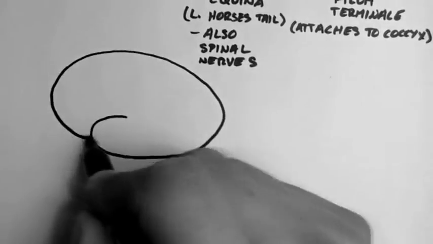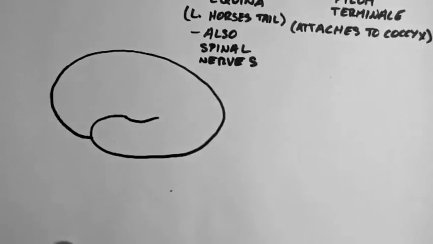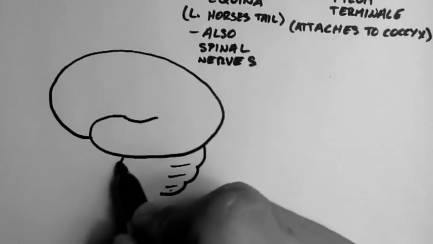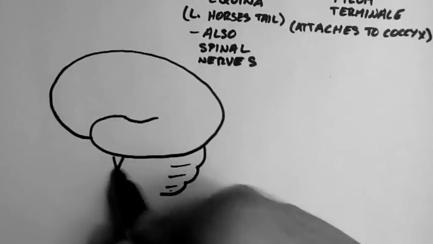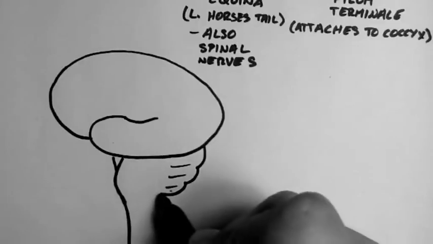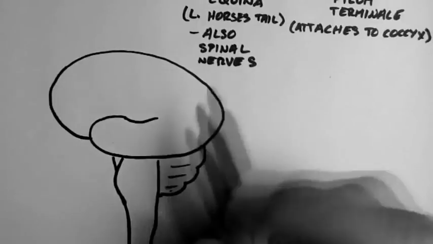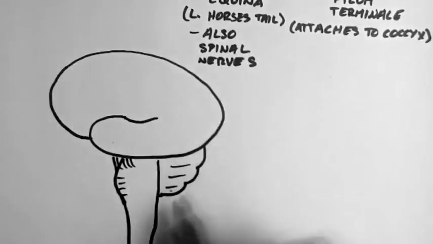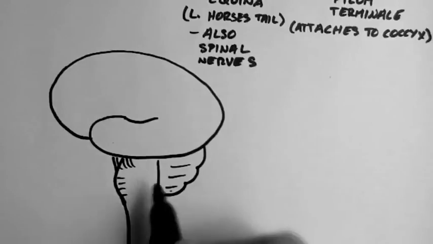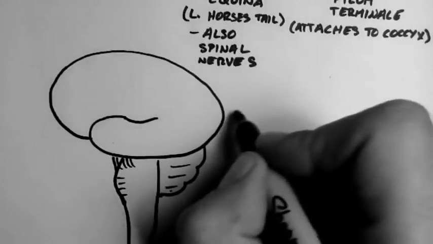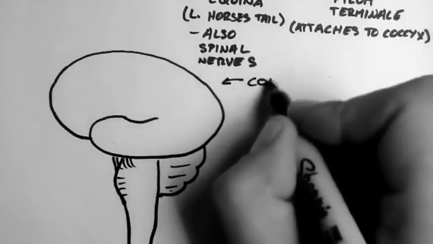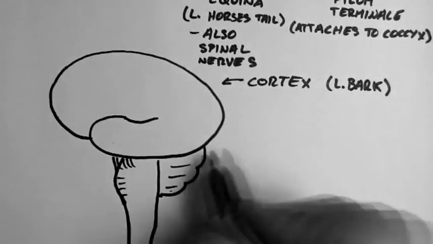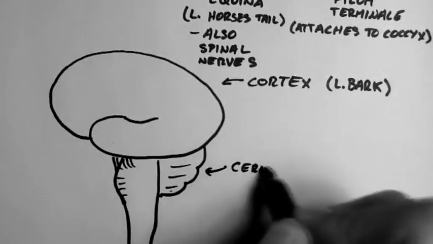Now let's have a look at the other two parts of the CNS. Here's a brain from the side, and the front of the brain is to the left. So up here I've shown the cortex. Cortex is Latin for bark, and it's the outside layer of the brain. There's stuff inside too, but I'm not going to go into that here.